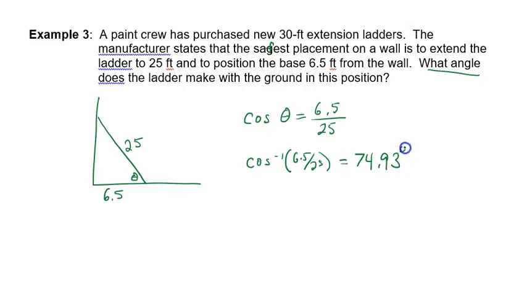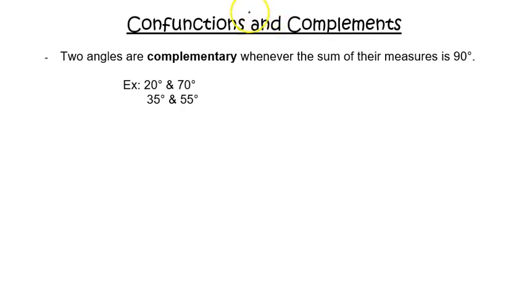74.93. And again, this is an angle, so I'm going to put the degree mark there. And that pretty much answers this question. Cofunctions and complements. We're going to go over these two vocabulary words here.